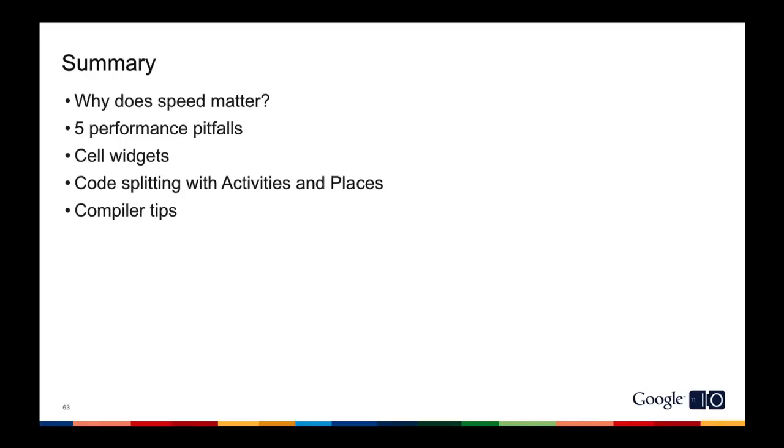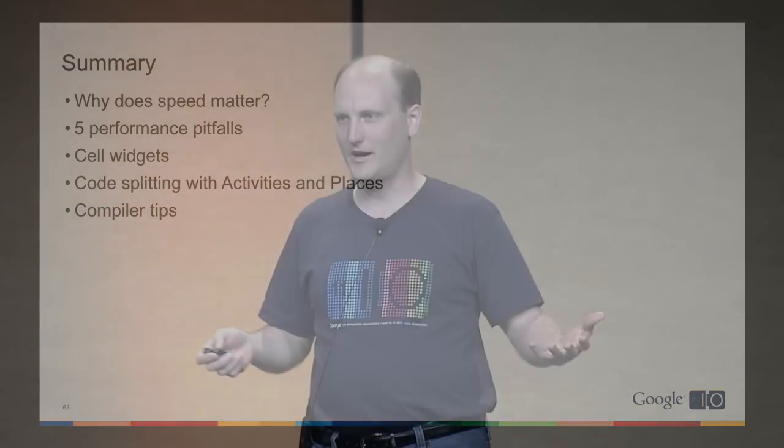So we've talked about speed. Why does it matter? Pitfalls, use cell widgets, use activities and places, compiler tips. I hope you've gotten some valuable information here. Thank you very much. Let me take some questions at the mics if anybody has any.